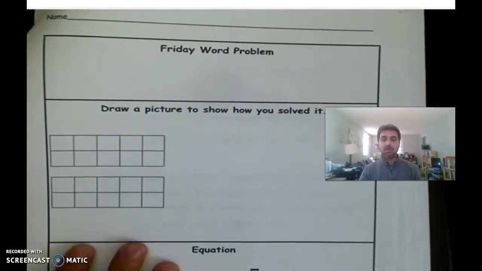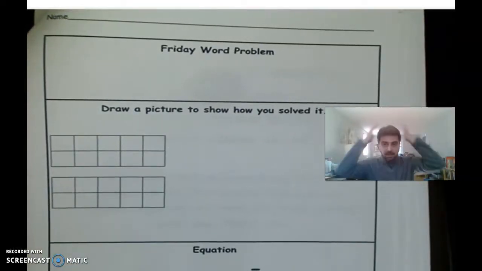Today's Friday word problem is missing. What happened to it? Where did it go? Well, I'll tell you what happened to it. I didn't write one because I want you to come up with one. So most of the week, it's been Sasha and her magic double wand. So maybe it could be a word problem about you and your magic double wand.